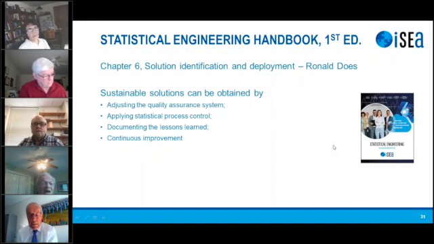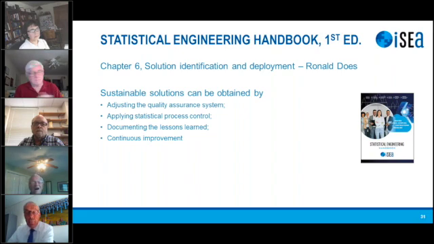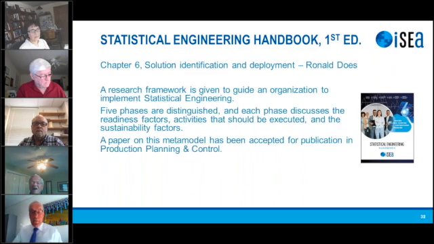The essence of these methods is that they systematize the day-to-day management of the processes. Sustainable solutions can be obtained by adjusting the quality assurance system, applying statistical process control, documenting the lessons learned, and setting up a system for continuous improvement. And now the last slide, Lynn.